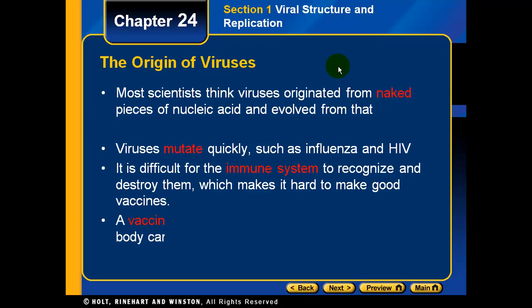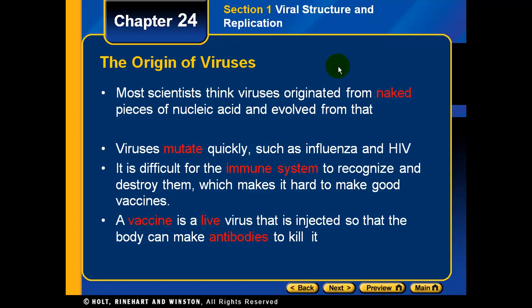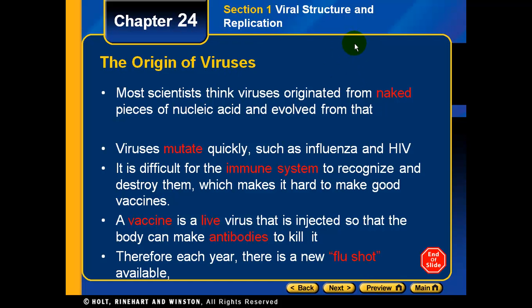A vaccine is a live virus that you get injected so that the body can make antibodies to kill it. So that's why you get the flu vaccine every year, because it mutates so much. You can't just get it one time and be done with it. Therefore, each year there is a new flu shot available.